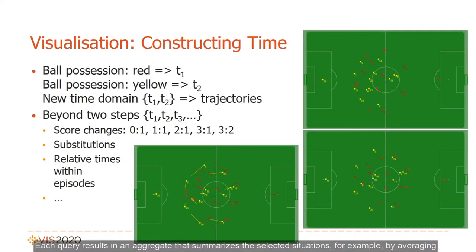Each query results in an aggregate that summarizes the selected situations, for example, by averaging positions of players. We can consider a sequence of queries as a new time domain. For example, T1 corresponds to ball possession by the red team and T2 to ball possession by the yellow team. Connecting the dots helps to see changes between the aggregates of a situation, like here. Obviously, this idea can be extended to sequences longer than 2 time steps, following score changes, substitutions, relative times within episodes, and so on.